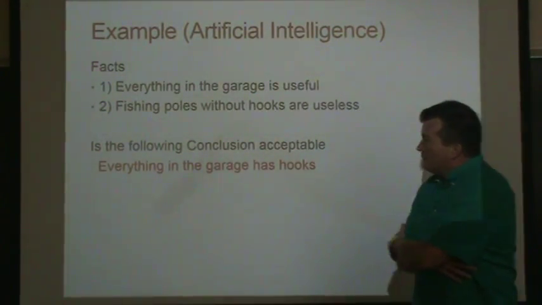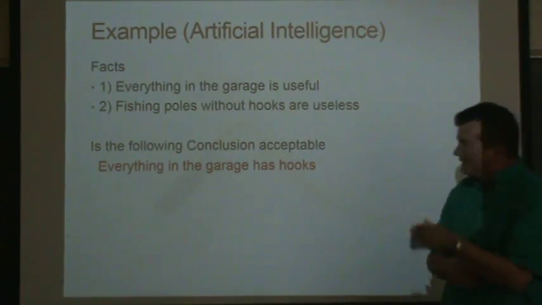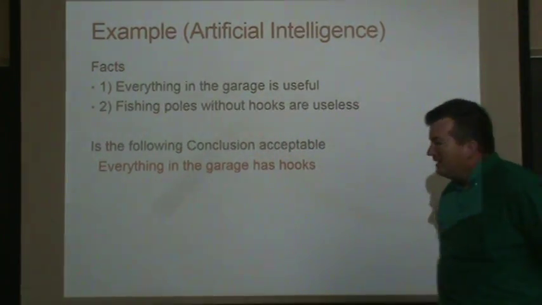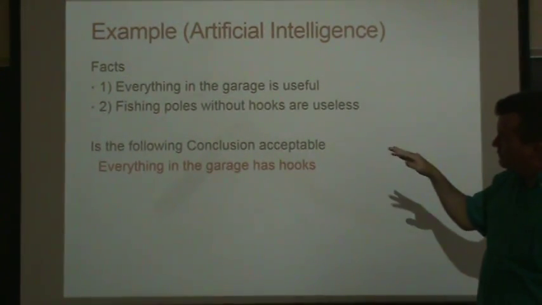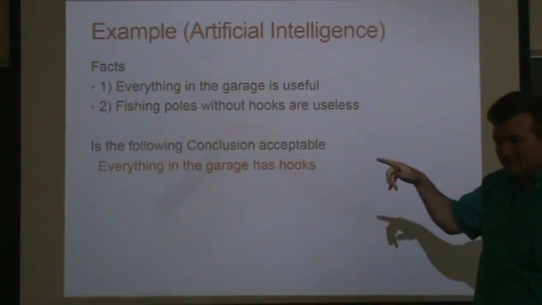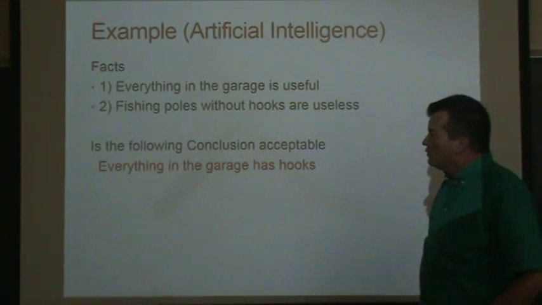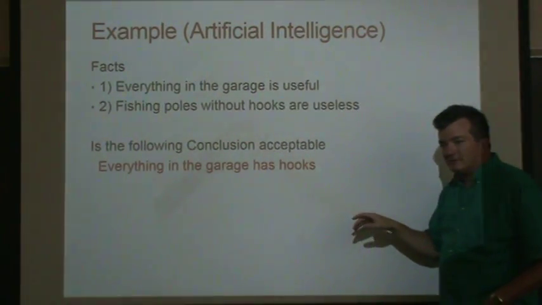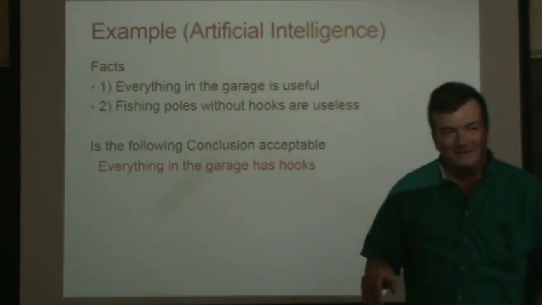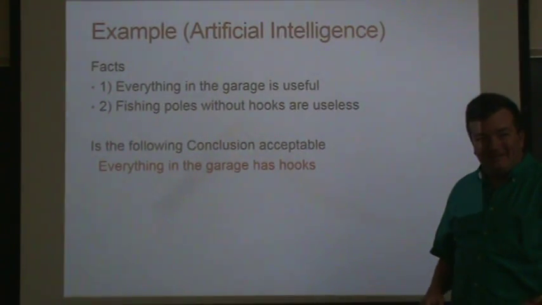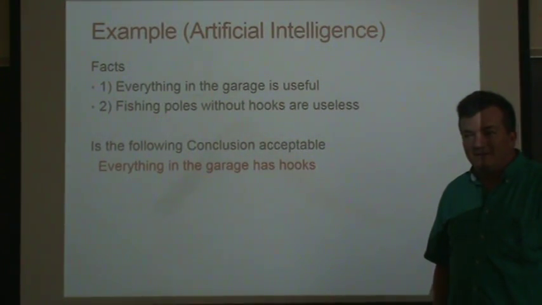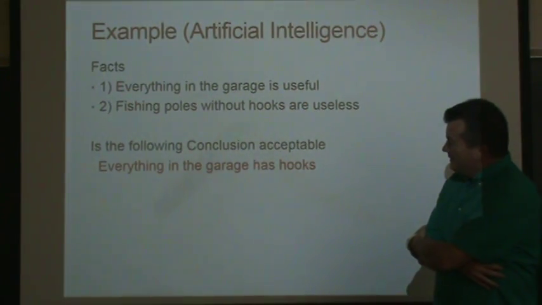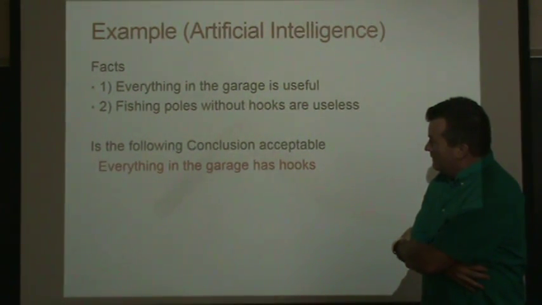So suppose, for example, you had two facts. One fact is everything in the garage is useful. And you have another fact, fishing poles without hooks are useless. Now, could you draw the conclusion everything in the garage has hooks? And what would be your answer? Like if you had a saw, the saw doesn't have a hook on it, but you could say that all fishing poles, because everything in there is useful, all the fishing poles must have hooks.